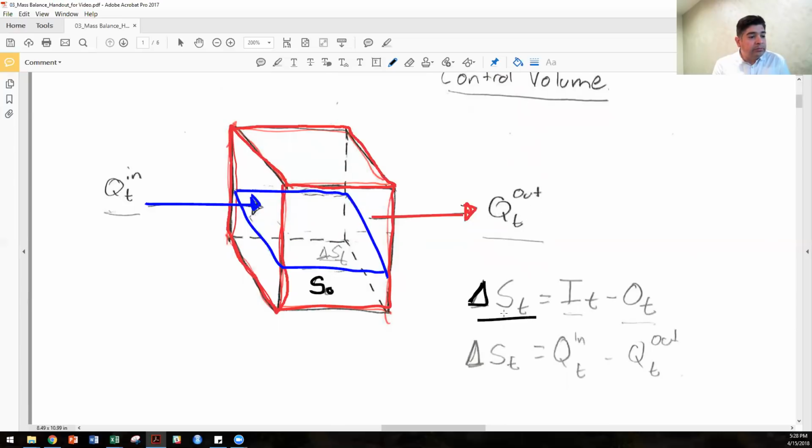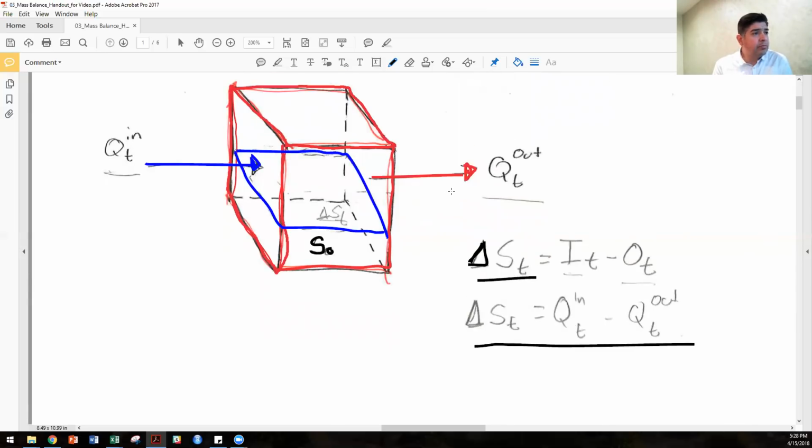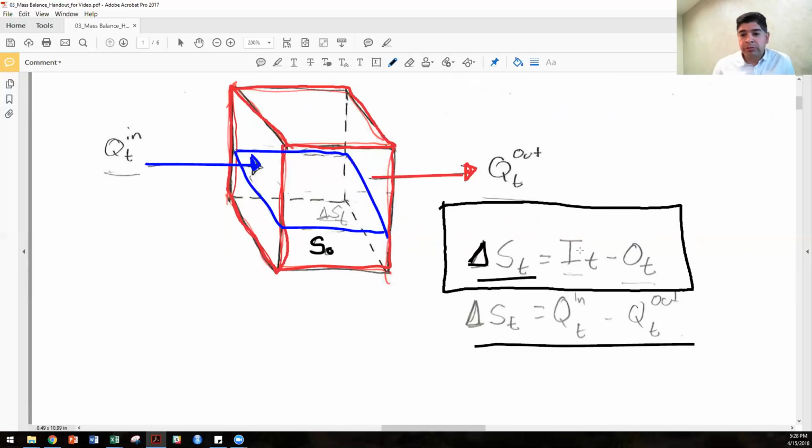As you can see here, the change of storage, whether it increases or decreases, will depend on how much water moves in and out of the control volume. This, what you are seeing here, is the continuity equation, the mass balance equation that we will be discussing throughout today.